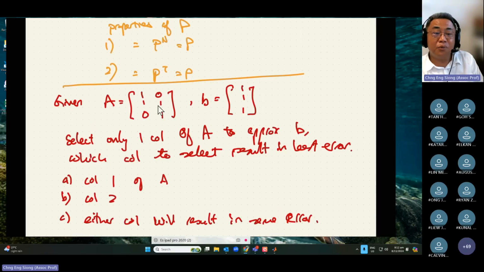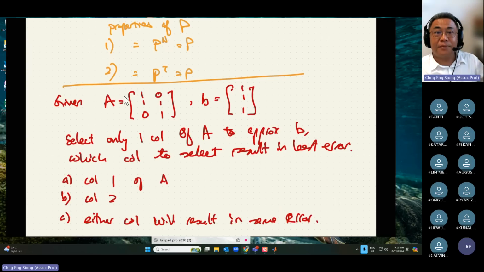Outstanding. Because you realize that the numbers are the same. Therefore, if you choose this column, the error will happen at the last entry. If you choose this column, the error will happen at the top entry. And the errors are the same. Very good. So it's not an easy question, of course, but once you can visualize this, it's not so hard.